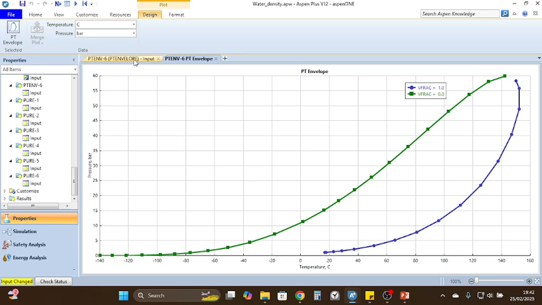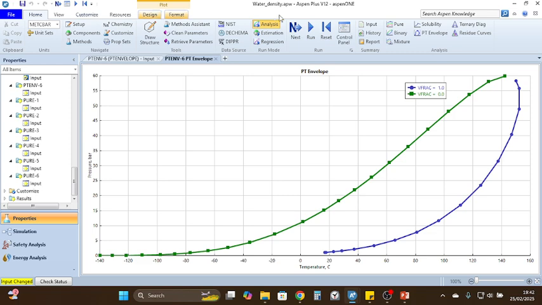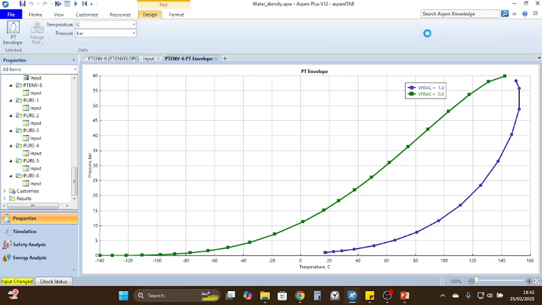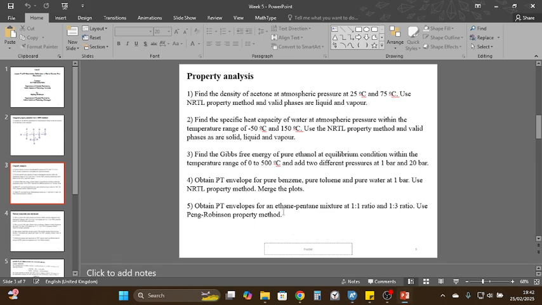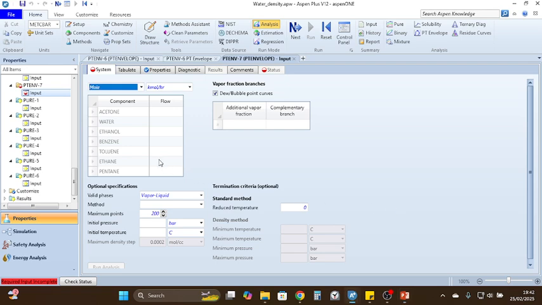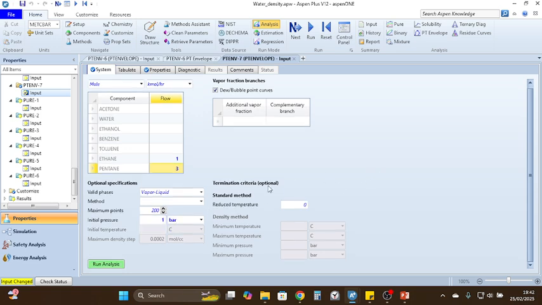Okay, next we are going to do another PT envelope analysis. For this case, the ethane pentane mixture is in a 1:3 ratio. So this is 1 and this is 3. We are going to set the pressure as 1 bar only, and then we are again going to run the analysis.